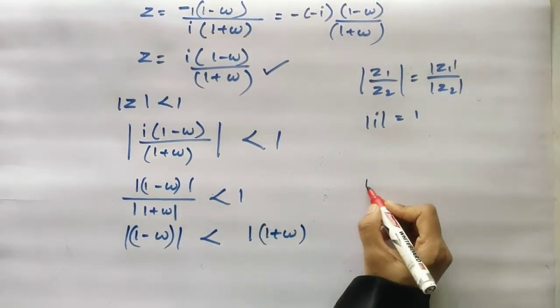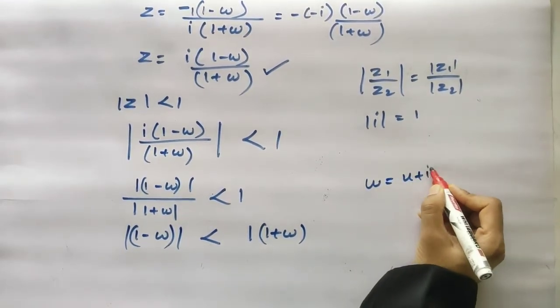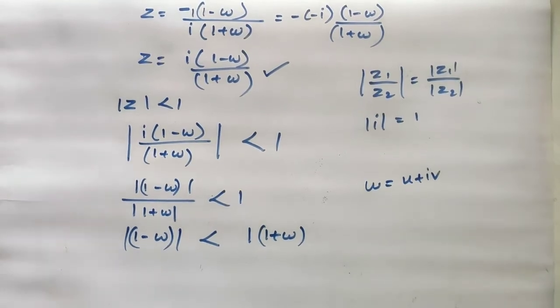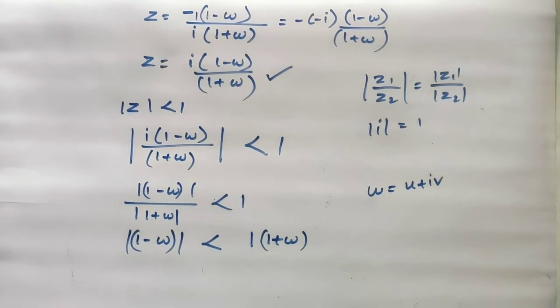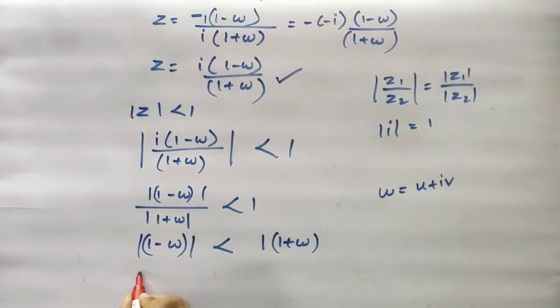Now if I put w is equal to u plus iv, let u be the real part and v be the imaginary part. So we are writing w as u plus iv, as we already did here. So the same we are following here. So what do you get?